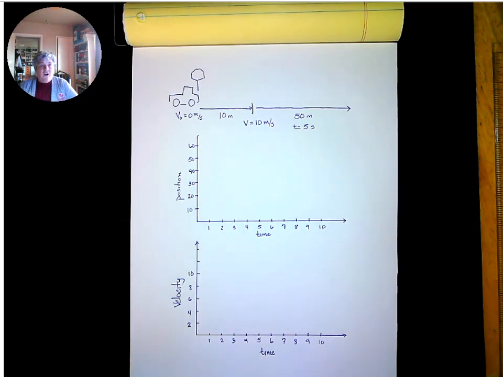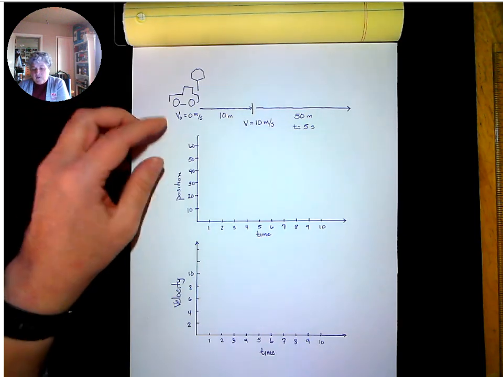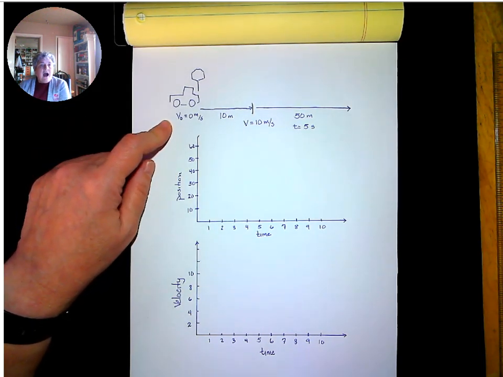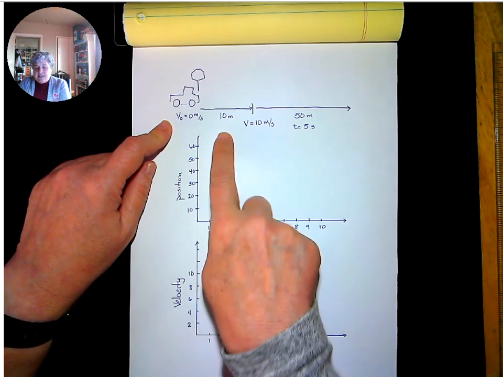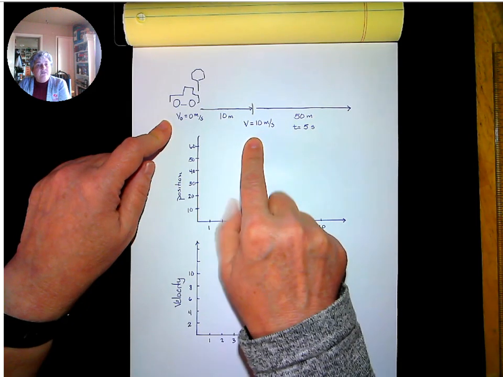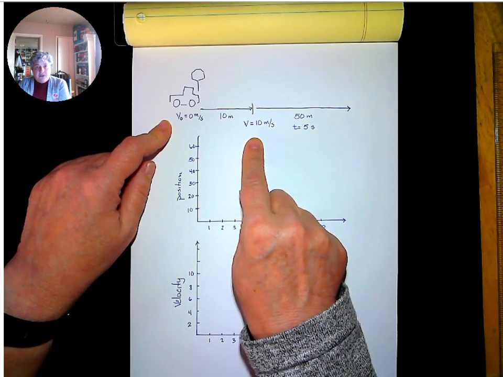I have a car that's sitting at a stop sign, or it's a truck as I've drawn it in my picture. If my problem tells me it's at a stop sign, I can actually assume what the initial velocity is. We're also told in the problem that after a distance of 10 meters, we're going to have a final velocity of 10 meters per second.